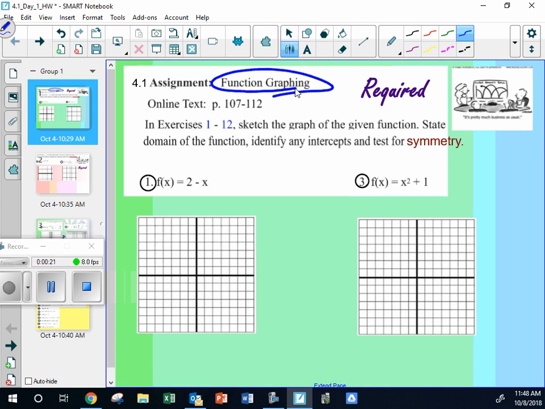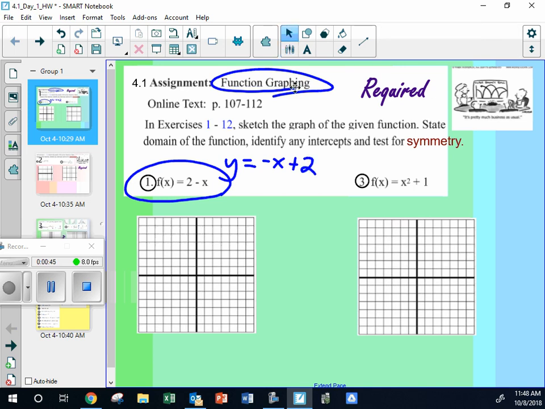To start with, find this page in our notes and just graph that. Just simply graph that. I know it's a little strange looking. How would you write it if you wanted to put it into mx plus b form? You'd say y equals what? Negative x plus 2. Excellent. And that'll remind you where to start and what the slope is and that kind of stuff.